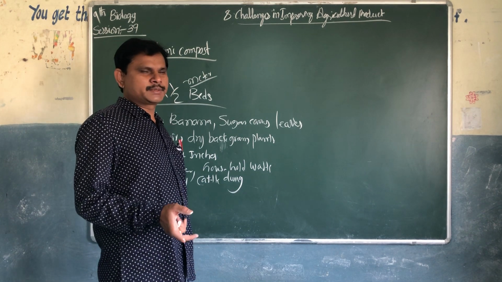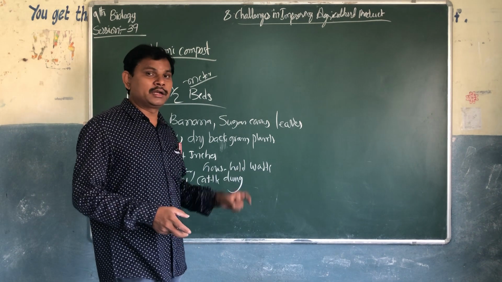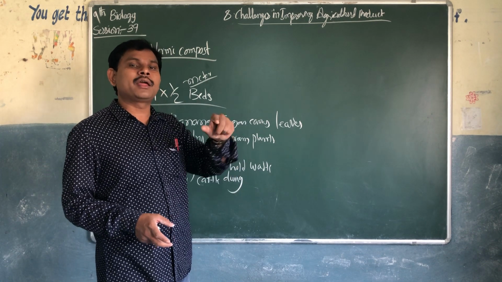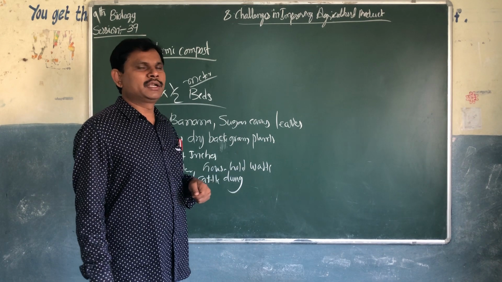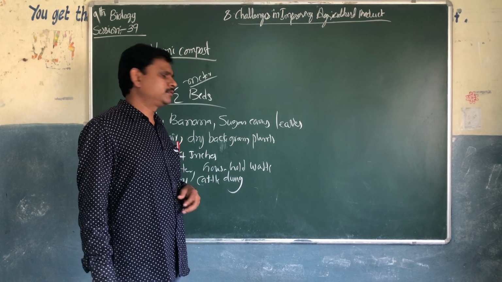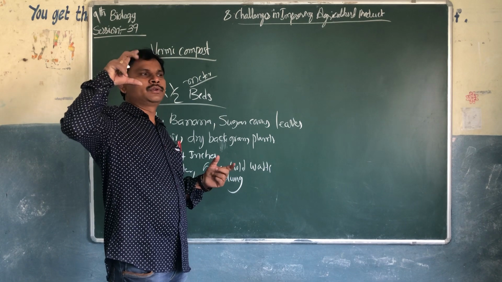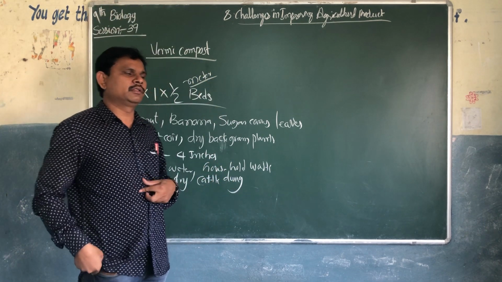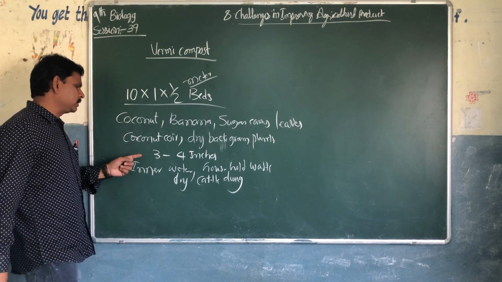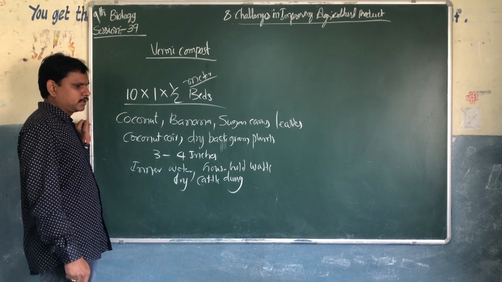What is the difference in dry cattle dung? Dry cattle dung has more energy compared to wet dung, because when it dries in the presence of sunlight, energy is added into the dry cattle dung.